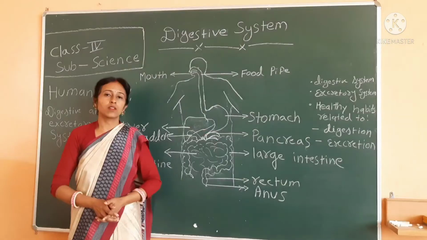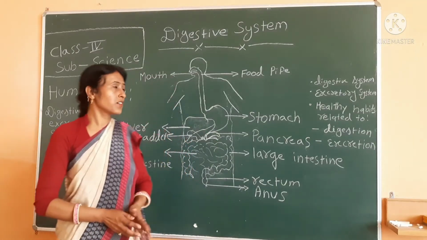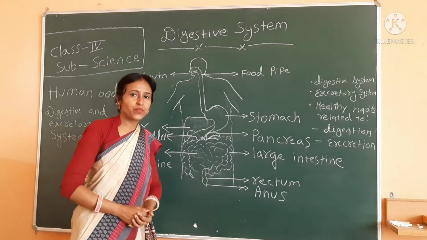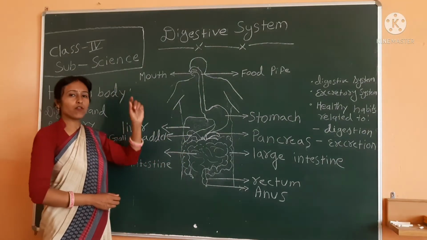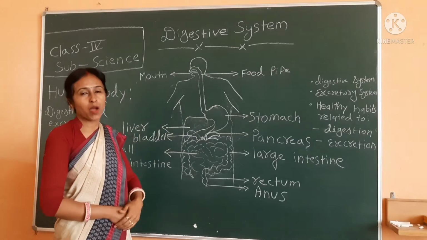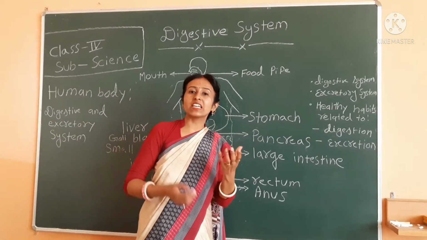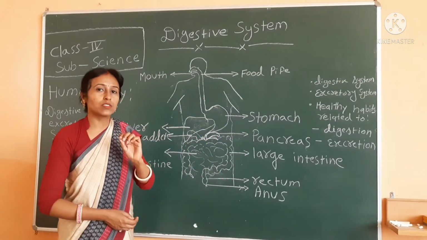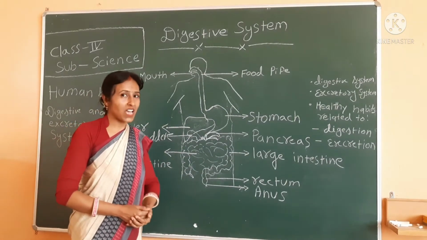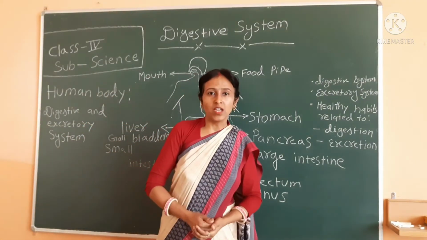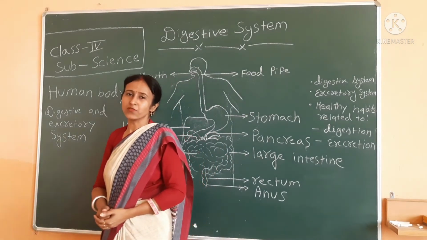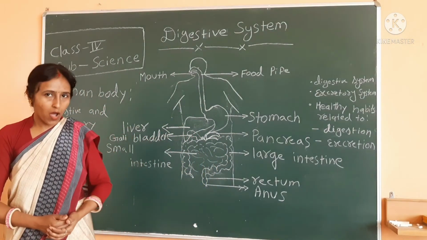So this is the overall diagram of our digestive system. Let's describe all the organs one by one. Firstly, we take our food with the help of our mouth. Whenever we take food in our mouth, the first digestion starts from there. So the digestion process is started from our mouth.